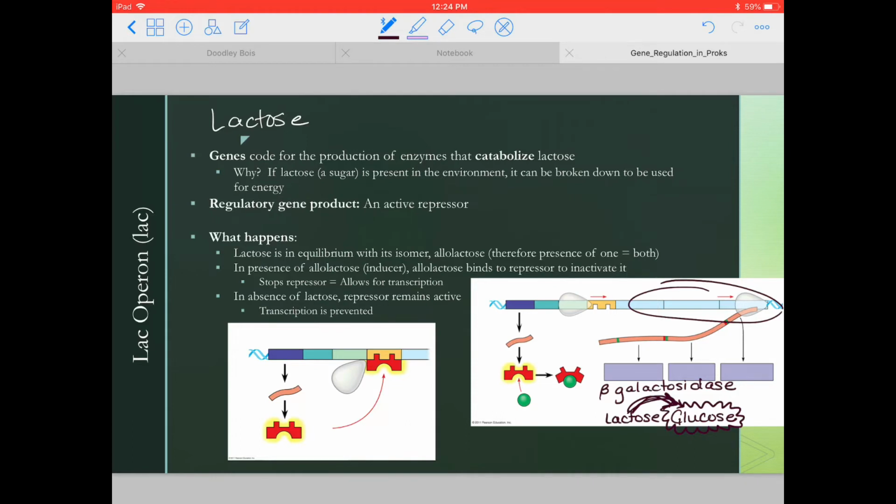Okay? So the regulatory gene product in this case is an active repressor. Last time we saw an inactive one. This one is active when nothing is bound to it. Okay? If nothing is bound to it, that means there's no lactose. That shuts the system down. In other words, don't make the enzyme to break down lactose when there's not even lactose in the first place.